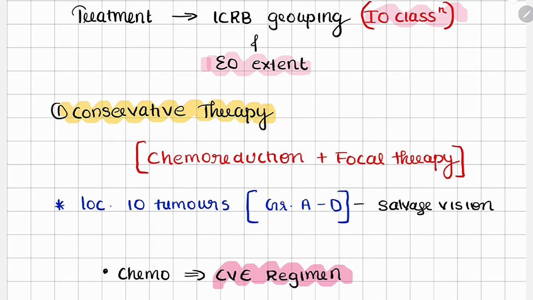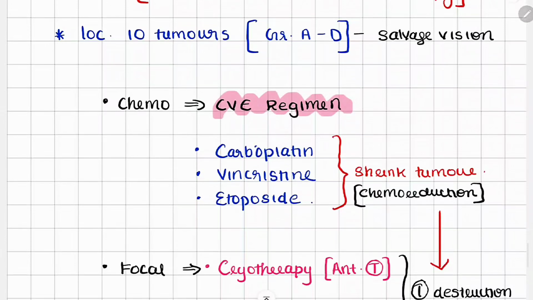What is conservative therapy? It is chemo reduction with focal therapy. So chemo reduction means we have to give the CVE regimen. What is CVE? Carboplatin, vincristine, etoposide. So while giving this chemo reduction, they will shrink the tumor, and it is known as chemo reduction. So we are reducing the tumor by the CVE regimen.